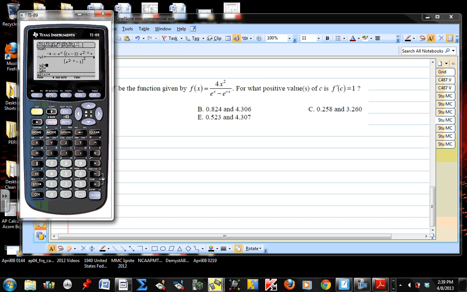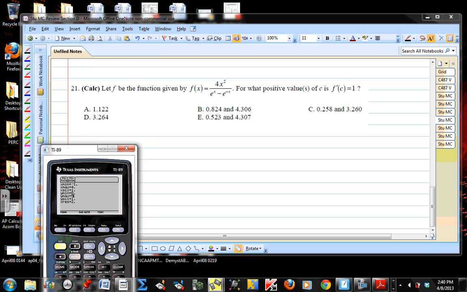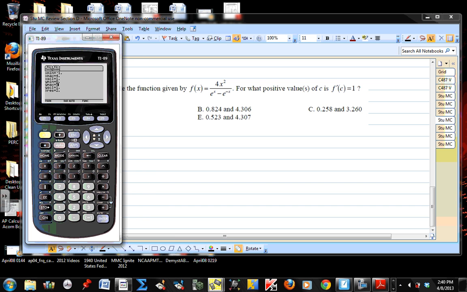And before we graph, let's go look at the viewing window. I think we need a very wide view. So we want to know when f prime is equal to 1. So we definitely need something there that is lower than 1 and higher than 1. So I'm going to set the y value from negative 1 up to positive 4. Just get a good little view. The x min is going to be 0. The x max is going to be 5. And the reason you know that is if you look at the options that are listed, they're all positive values. And the largest value is 4.307. So now our viewing window is set, and we'll graph.